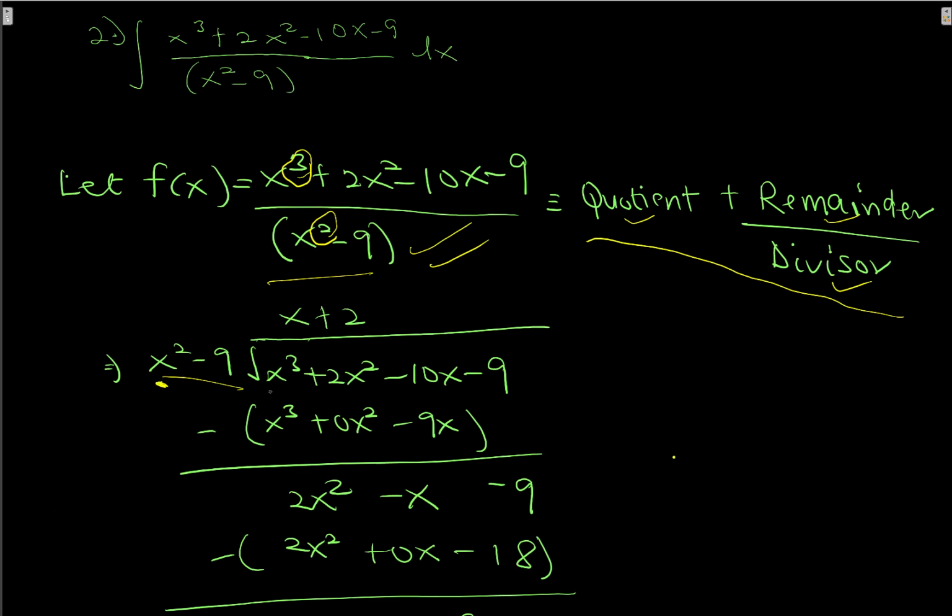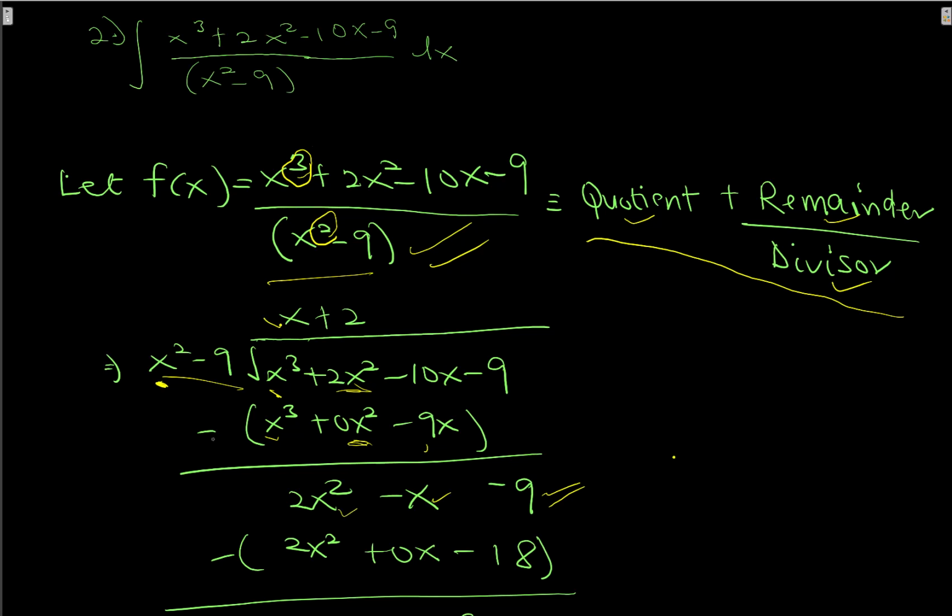So x squared goes into x cubed, just x. Then we multiply x by x squared, we obtain what? x cubed. We also multiply x by negative 9, we obtain negative 9x. And because of the second term 2x squared, that's why we decided to bring the 0x squared, so that it will be very simple for us to simplify. So now we have minus 9 here, then minus 10x minus negative 9x is minus 10x plus 9x, which is negative x. Then 2x squared minus 0x squared is 2x squared.